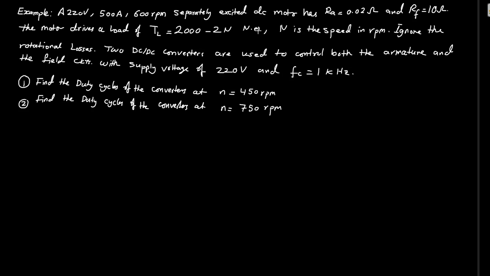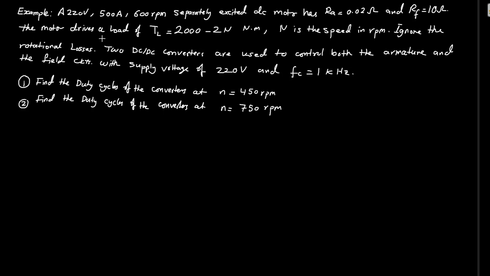In this lecture, we will solve the following example. We have a 220 volt, 500 ampere, 600 RPM separately excited DC motor, which has the armature resistance equal to 0.02 ohm, and the field resistance is equal to 10 ohms.